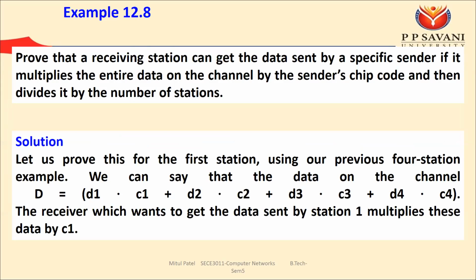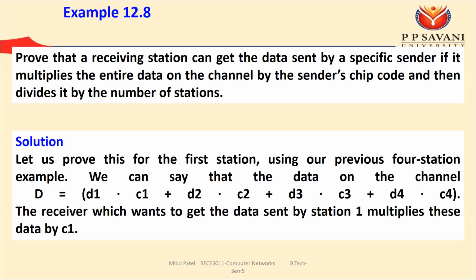Prove that a receiving station can get the data sent by a specific sender if it multiplies the entire data on the channel by the sender's chip code and then divides it by the number of stations. This thing we have done by example: we need to multiply the common data with the sender's code sequence, and whatever answer we get, we need to divide by the total number of stations.